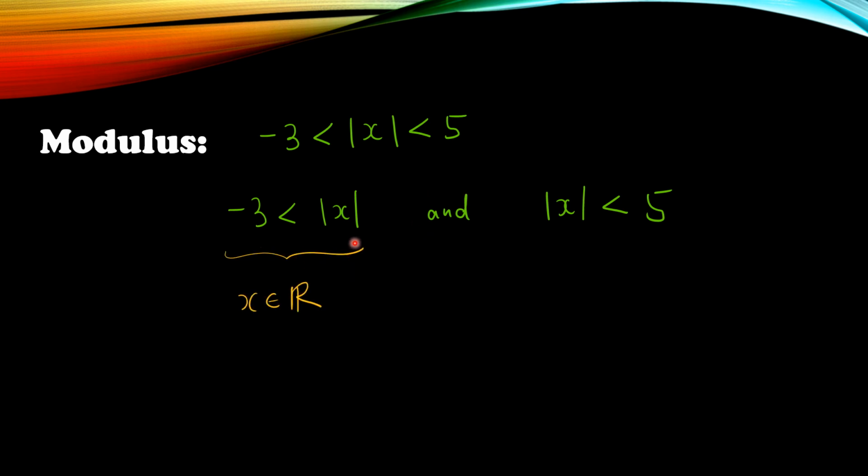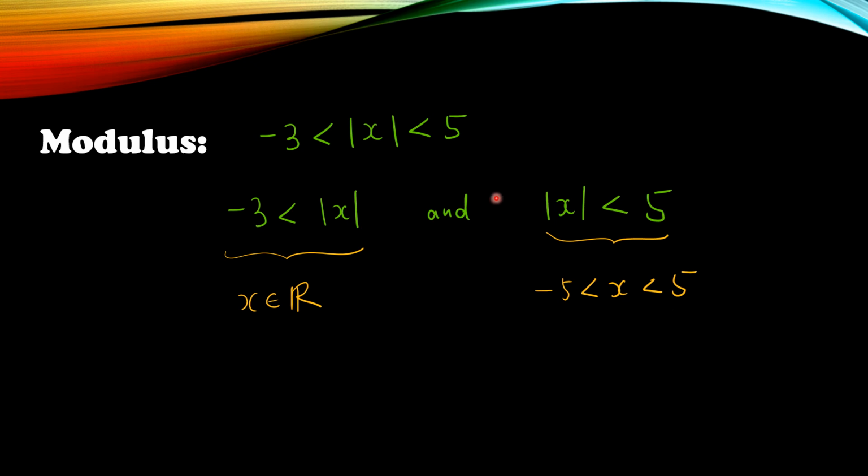Now, for the inequality on the left-hand side, the solution is x can take on any real value. Like I said, no matter what the value of x I place in, if I apply the modulus, this will be 0 or positive, which is definitely larger than -3. For the inequality on the right-hand side, you can apply the formula mentioned in the previous slide. Because this is positive, you can apply the formula. So my x is between -5 and 5.